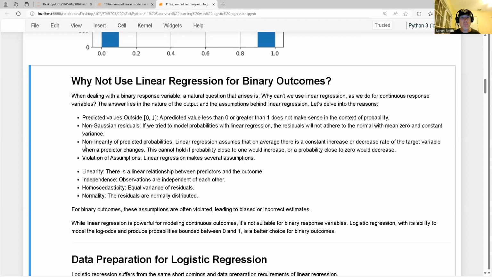Also, there's a nonlinearity aspect to predicted probabilities. All right, so if you think about linear regression, if I increase a predictor variable by a certain amount, on average, I expect my target variable to increase or decrease according to the coefficients. All right, well, if I try it with probabilities, let's say I increase a predictor variable when the probability was 0.99. Well, a little bit of increase in the probability, it's over 1. Also, I could easily go below 0.